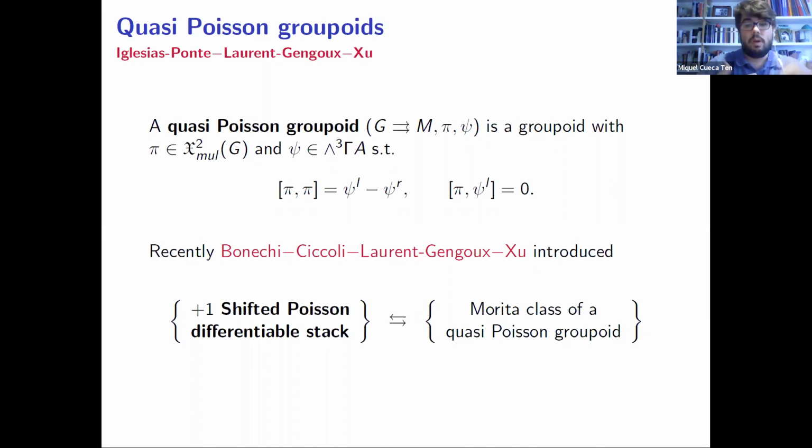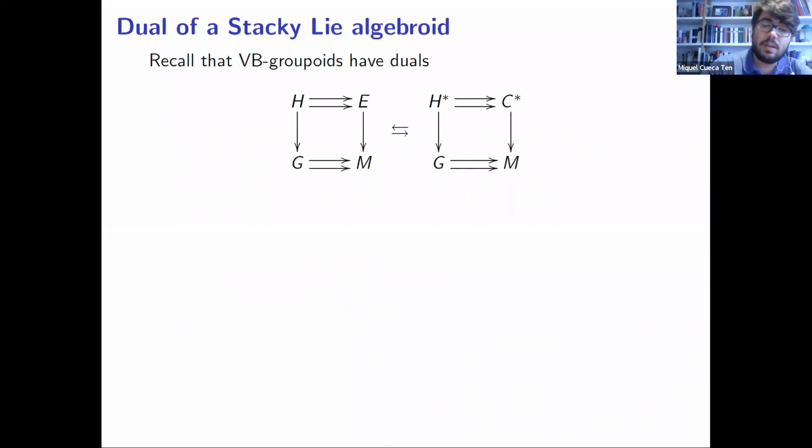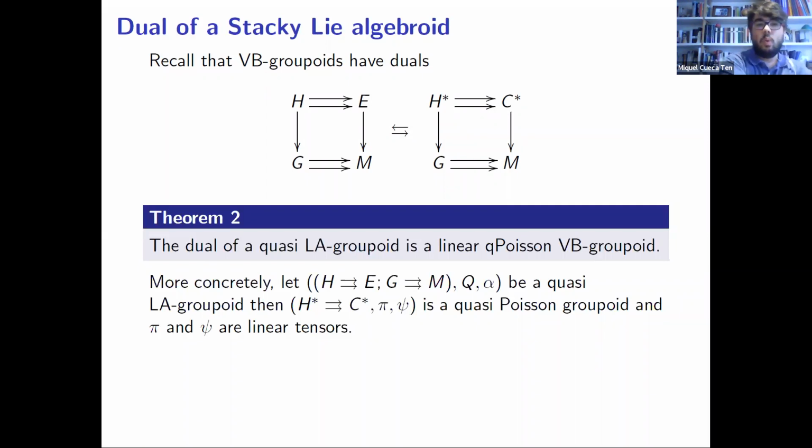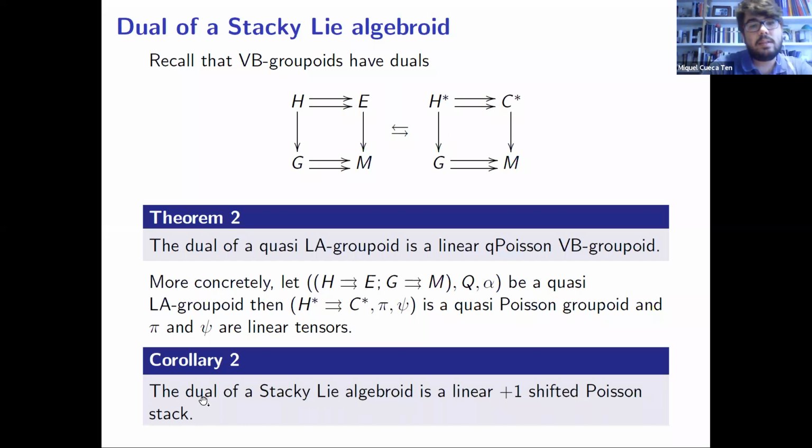Okay, and now what we are able to use is that result in order to see that the dual of a quasi-Lie groupoid is a linear quasi-Poisson VB-groupoid, because recall that VB-groupoids have dual objects, where I just take here the dual of a vector bundle, and this is the dual of the core. And now linear means that the top groupoid is quasi-Poisson, and the 2 tensors are linear tensors with respect to the vector bundle structures over there. So putting it all together, we can see that the dual of a Stacky Lie algebroid is a linear one-shifted Poisson stack.